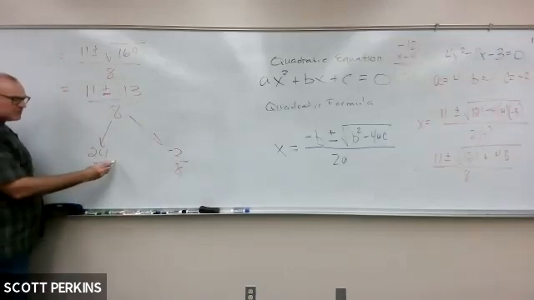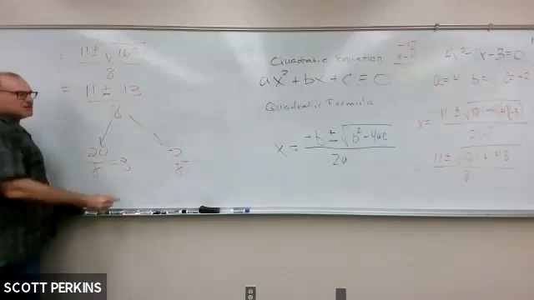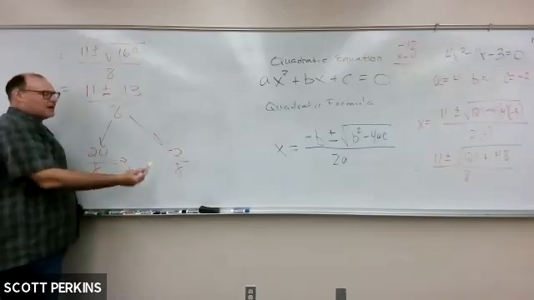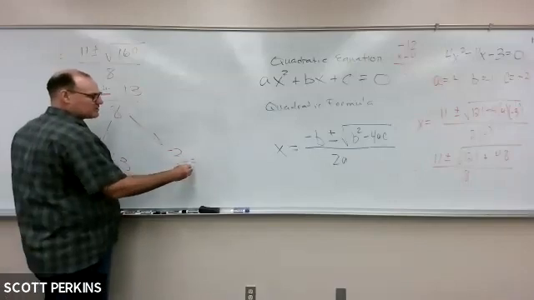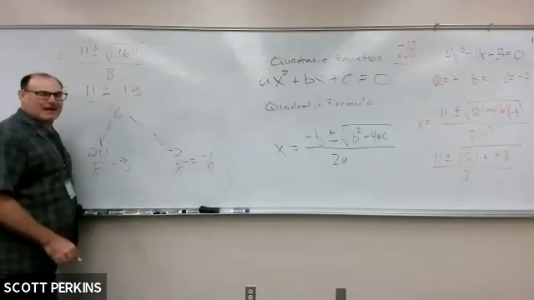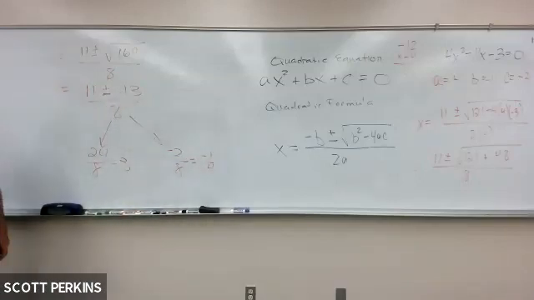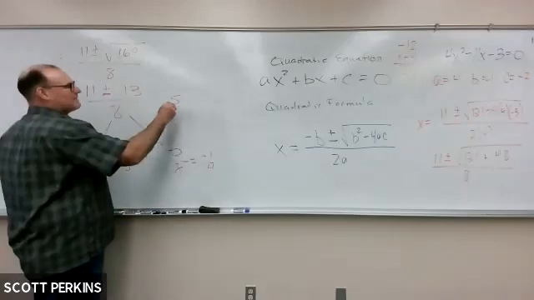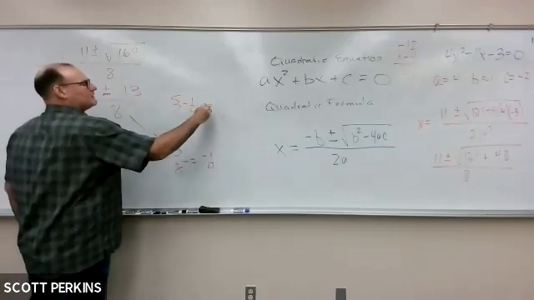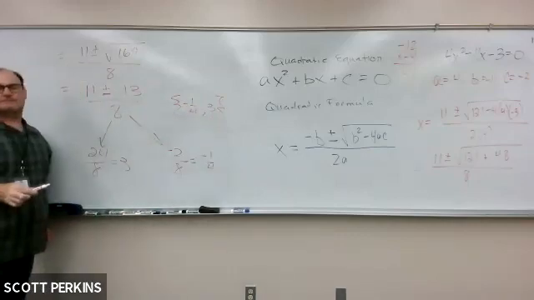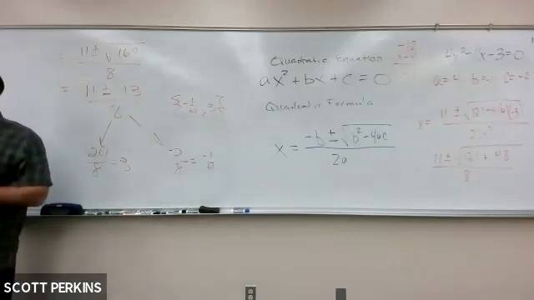24 over 8 reduces to 3. There's my answer. Negative 2 over 8. Well, that's a fraction. 2 goes into both of those, so it's going to be negative 1 over 4. There are my 2 answers. 3 and negative 1 over 4. And then I'll write that as a solution set. There it is. That's the quadratic formula.